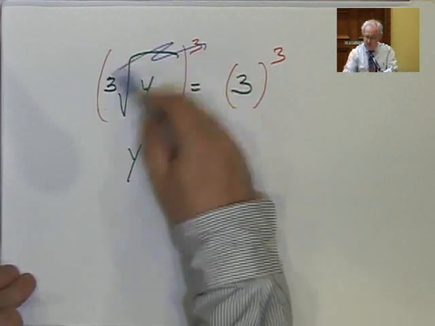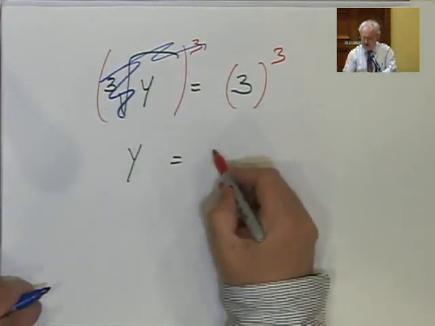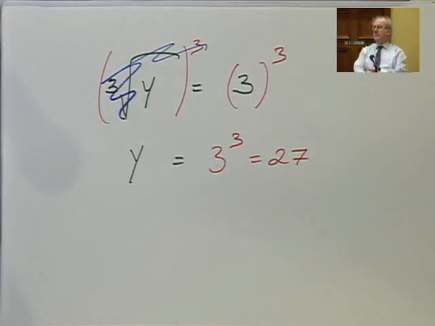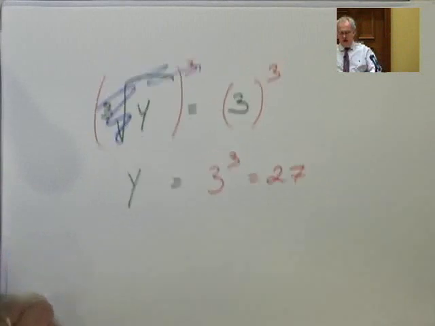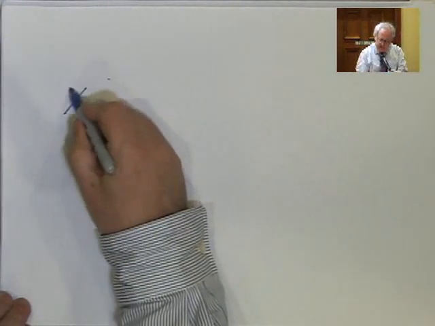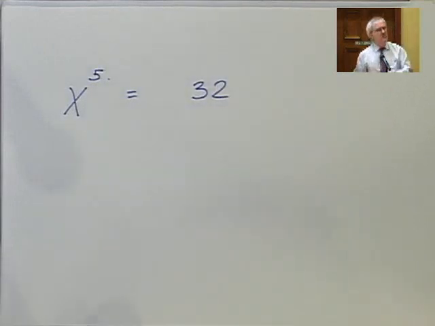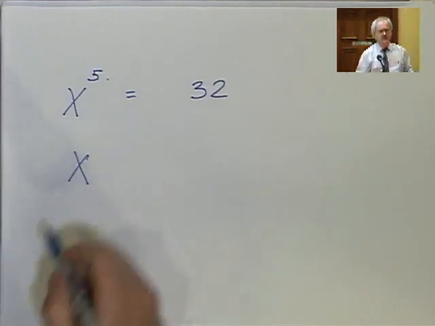This disappears, and y is 3 cubed, which is 27. Okay? Happy enough? Now, you're into secondary now, and you're doing things like other functions, like maybe powers. And they say, okay, x to the power of 5 is 32. What's x?